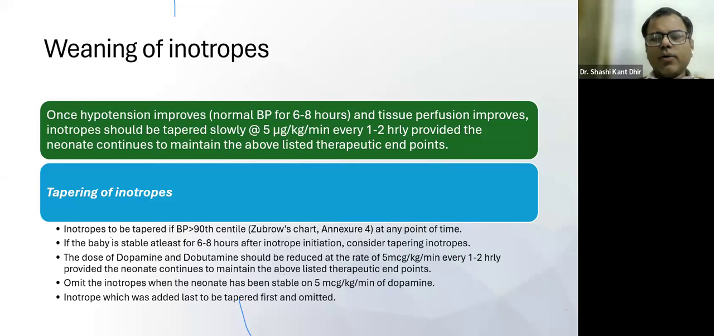So if the BP is more than 90th centile at any point of time, the inotropes are to be tapered. Our aim is to keep the BP at 50th centile, right? If the baby is maintaining blood pressure at 50th centile and all other parameters are normalizing, we should consider decreasing inotropes as early as possible after giving adequate time for the response, right? So first hydrocort, then whichever inotrope was added in the end, that should be decreased, right?